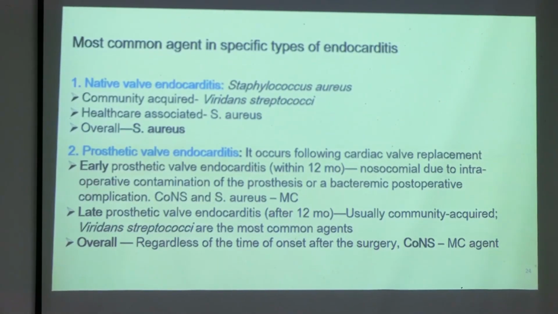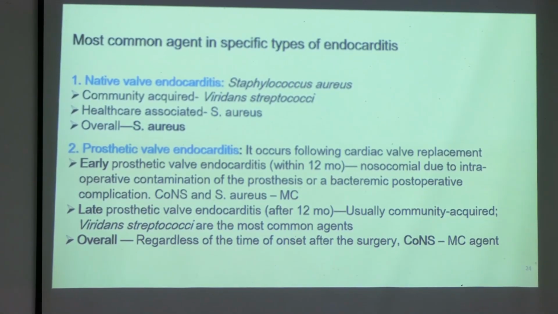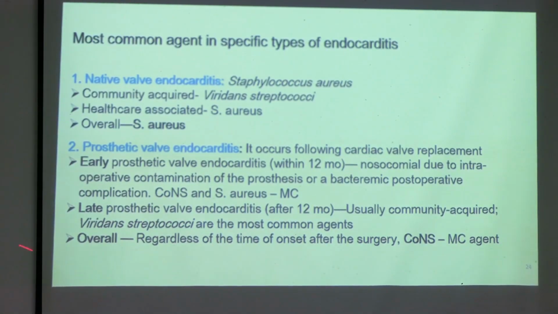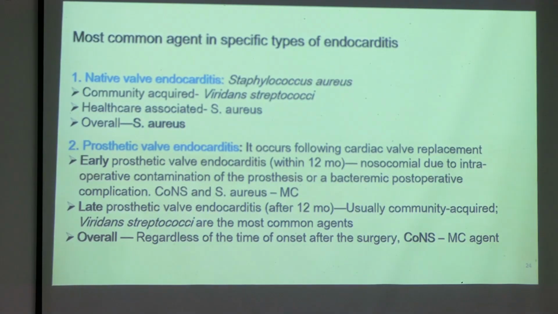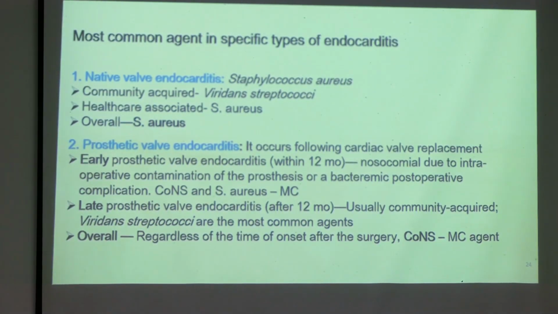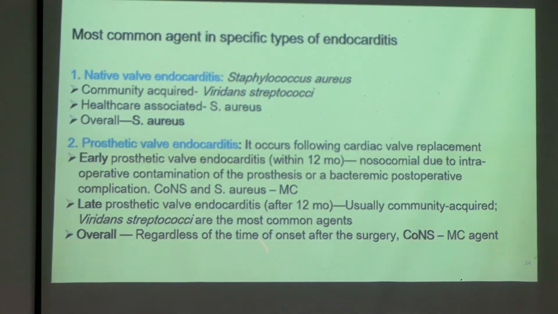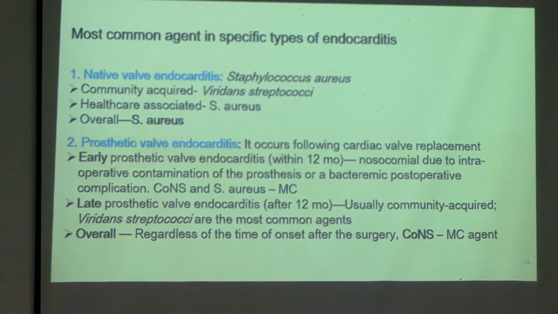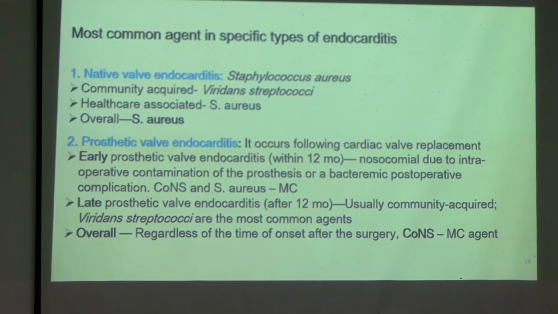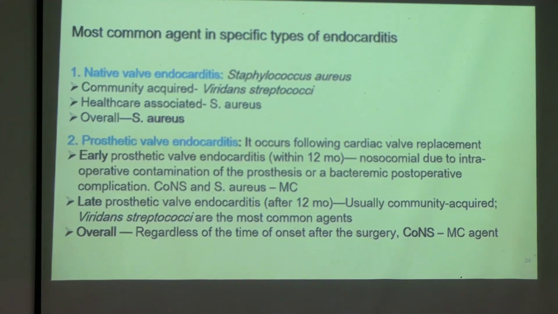Nosocomial infection like CoNS, Staph aureus. If it is late, then it is mostly community acquired, so we have the Viridans group, Viridans streptococci. And so overall, for prosthetic valve, it is always the CoNS, coagulase negative staphylococcus. And if it is IV drug users, IV drug users are more common to develop infective endocarditis.